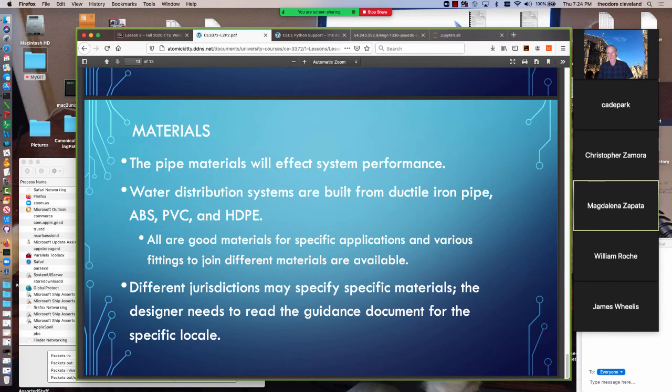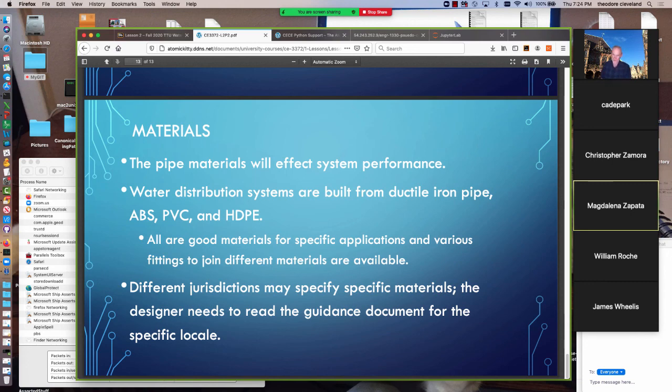The next is materials. Pipe materials affect the performance of the system. Distribution systems are built from a variety of materials. The common ones are iron pipe, ABS, PVC, and high-density polyethylene. They're all good materials for specific applications, and it's quite feasible to have different materials joining each other. There are fittings that can make that happen and the system will work.